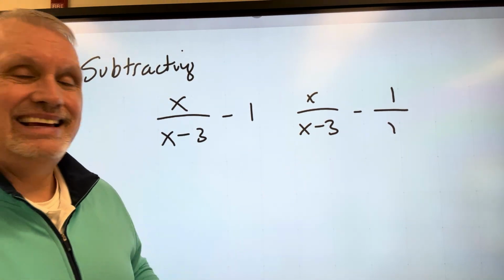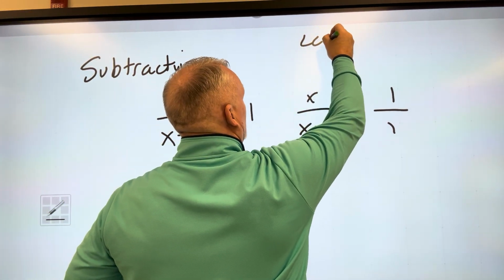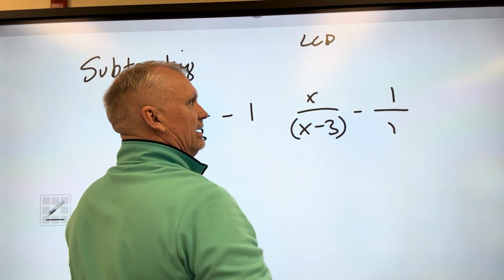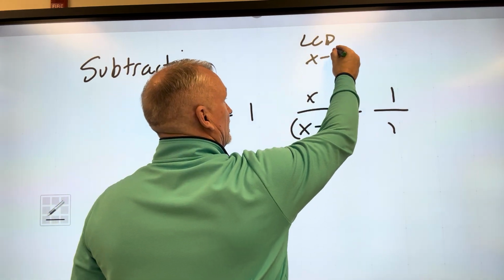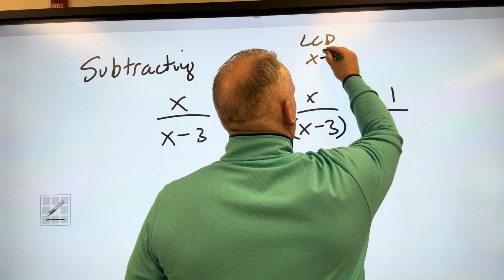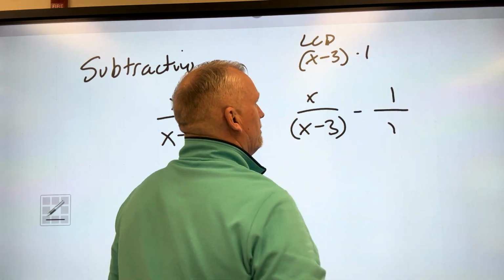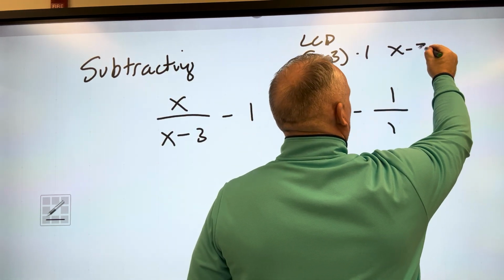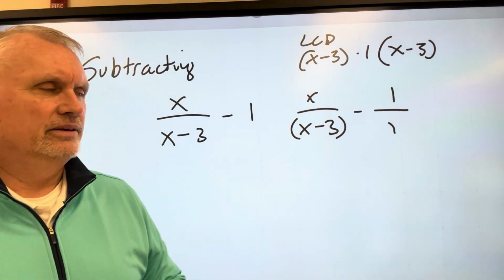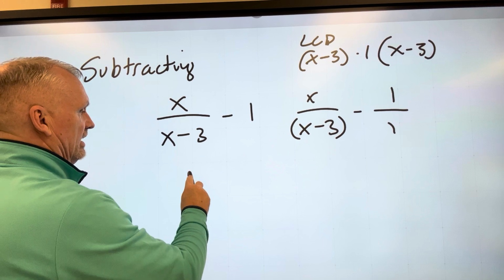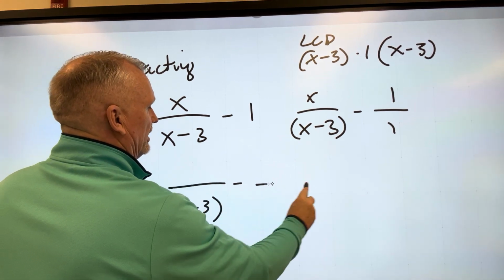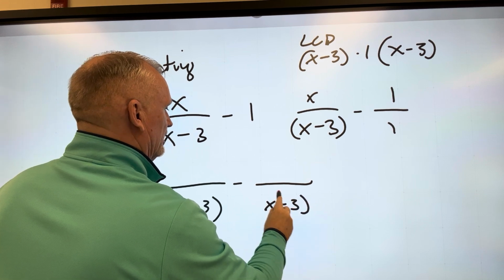What is my LCD? Well, by the way, there's nothing more that I could do with this x minus 3. It's just x minus 3. What are the factors of 1? Well, that's just 1. So I would just multiply this by 1, or you could just say my LCD is x minus 3. Cool. That's my LCD. That's pretty easy. That's good. So now I'm going to put it down. My LCD is x minus 3. Put a minus there. x minus 3.